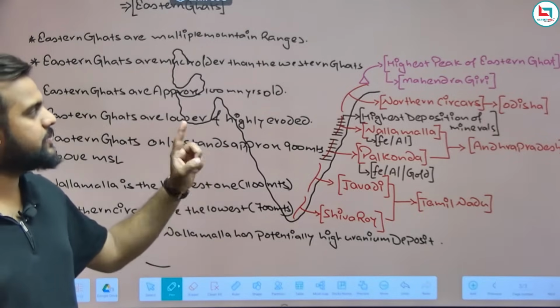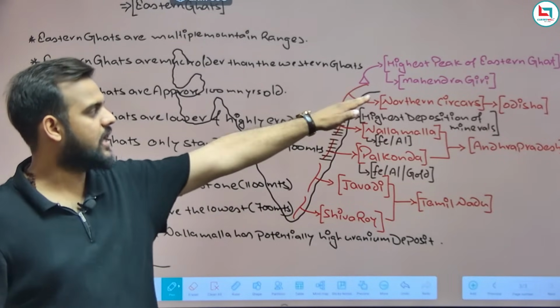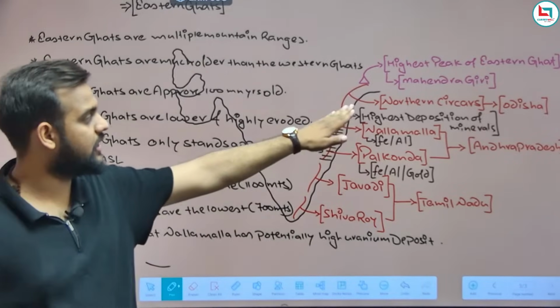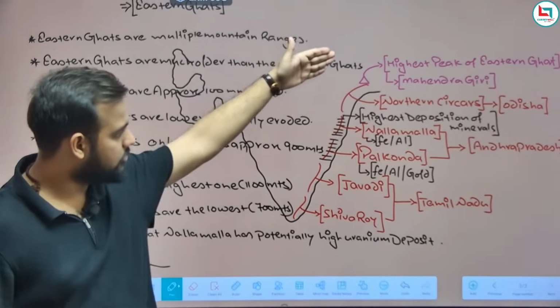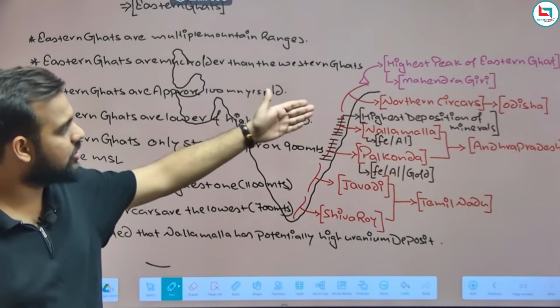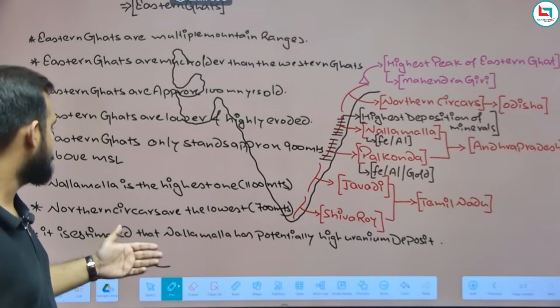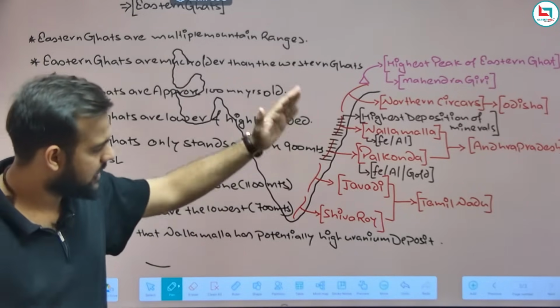And the highest peak of Eastern Ghat is the Mahendragiri peak, which is present in the Northern Sarkars. And out of these particular 5 different mountain ranges, Northern Sarkars is the lowest one, and Nalla Malla is the highest one.